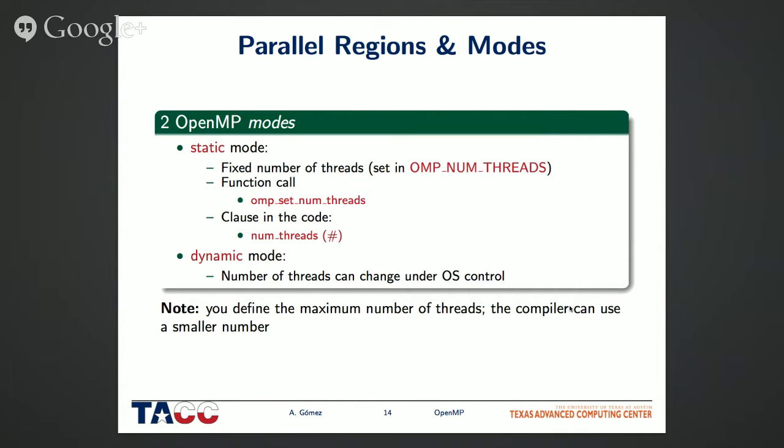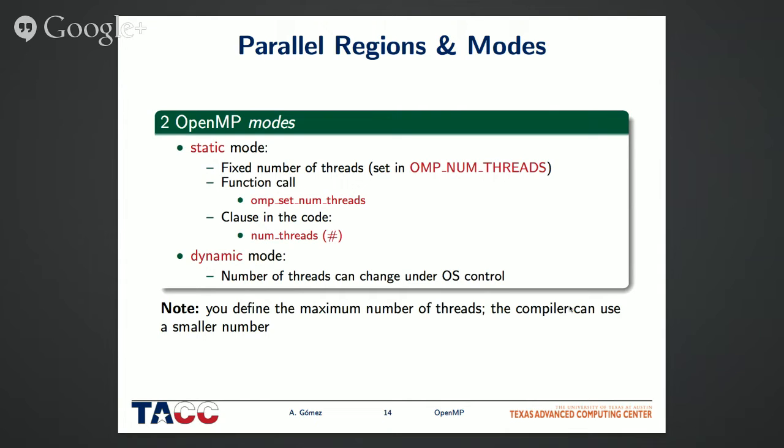There are two main modes in OpenMP for how to create threads. One is static, which means we have a fixed number of threads that is set with the OMP num threads environment variable. We can also use the function called OMP set num threads, which is what we just saw in the previous sample. Or we can specify num threads, as we saw earlier today. And you always want to use one of these three ways.